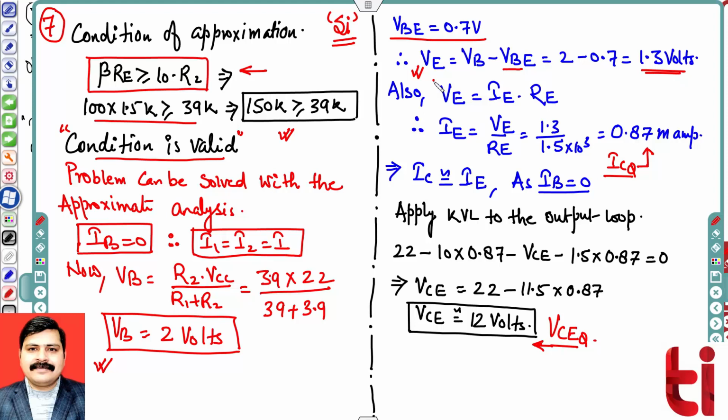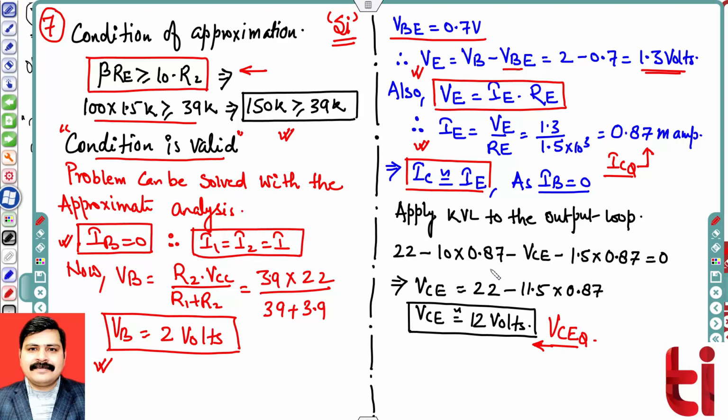Also we know that VE equals the drop across resistance RE, so it will be IE into RE. Therefore, we can calculate the value of IE. It is simply VE upon RE, that means 1.3 divided by 1.5 into 10 raised to power 3, so it is 0.87 milliampere. As the value of base current is 0, my collector current and emitter current are both equal. So this current IE will be the same as my IC.